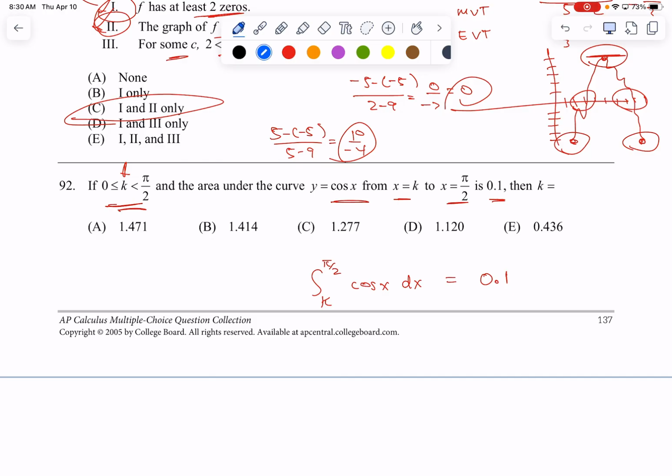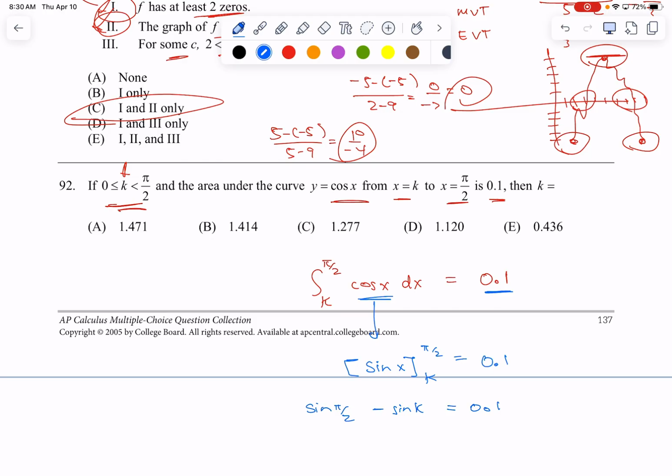All right, this is actually easy. You don't even need a calculator for this. What's the integral of cosine? Sine, evaluated from k to pi over 2. Isn't it negative? No, the derivative of sine is cosine. Oh, yeah. Now, if it had been the integral of sine, then it would have been a negative cosine. Okay. Now, we know the area is equal to 0.1, so I can do sine of pi over 2 minus sine of k is equal to 0.1.